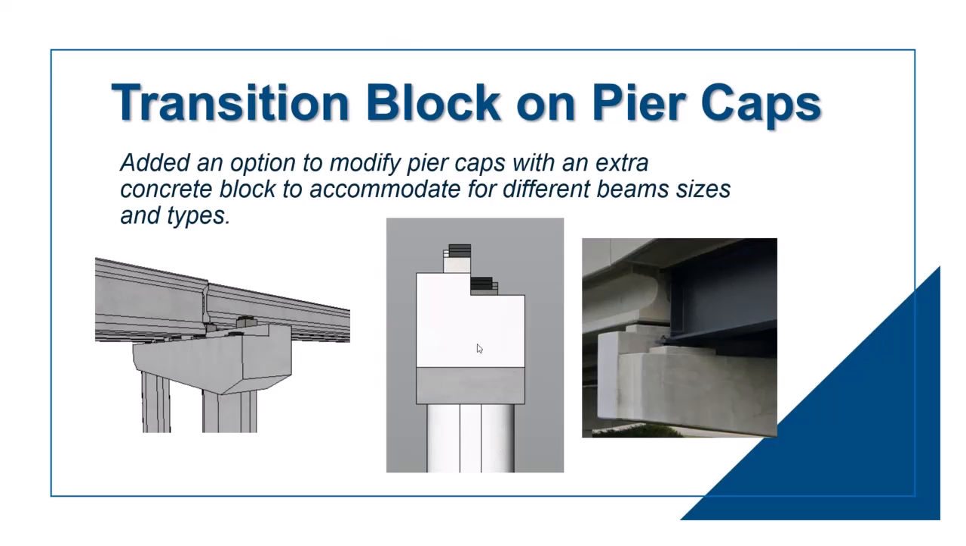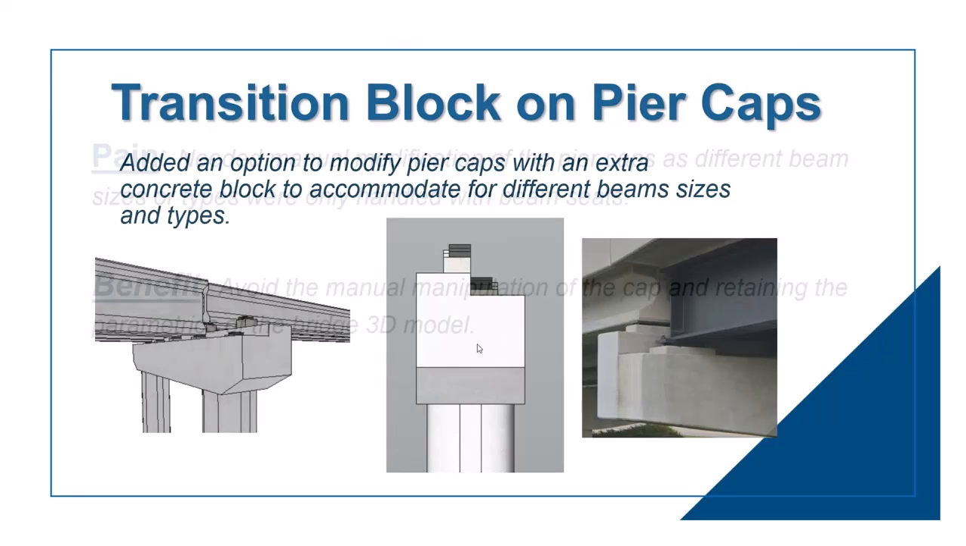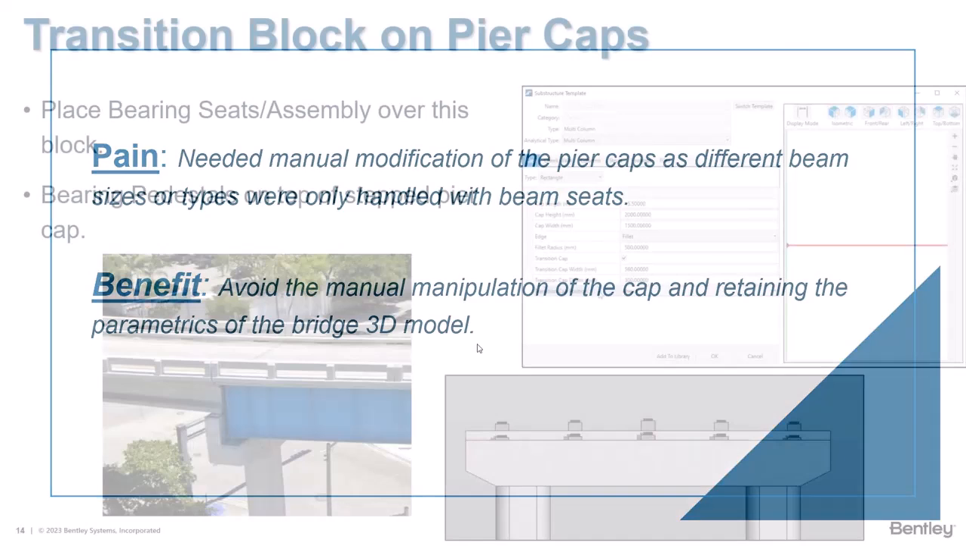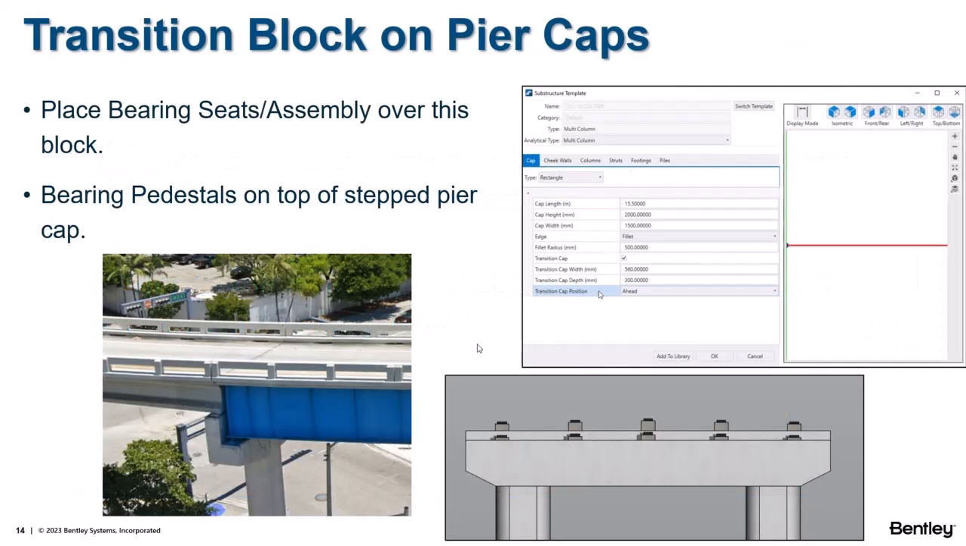The users wanted to actually modify the cap, and the only way to do it before was manual modification, with all the pros and cons of doing this manual modification. Because after you touch it and modify it, you lose the parametrics and you need to add every beam seat by hand. So now with this new enhancement, everything is parametric, everything is automatic.